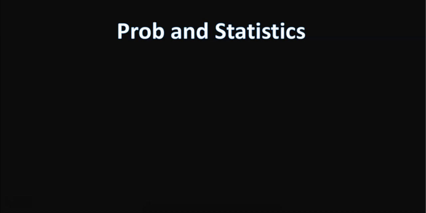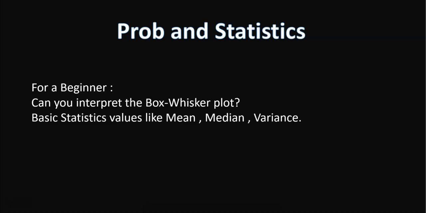Now, how much do we need to learn in probability and statistics? If you are a beginner, there is one plot, the box and whisker plot. This is actually a statistical plot. So, can you interpret the box plot? It actually comes like this. This is your x-axis and this is your y-axis. Are you able to understand this plot and interpret what exactly all these values are?